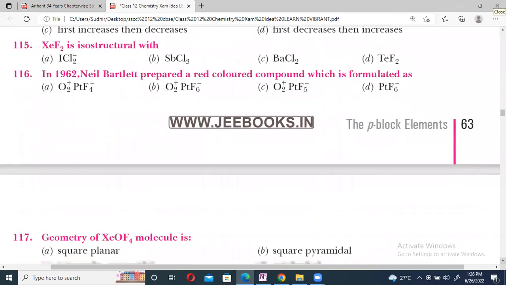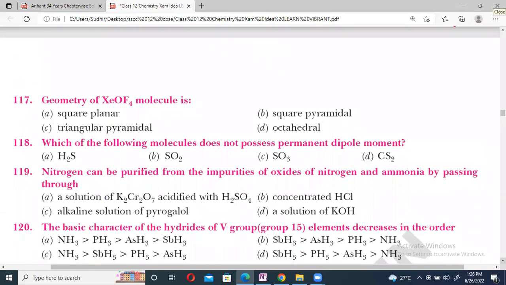116, no need. But 118. Which of the following does not have a permanent dipole moment? Actually, it is coming from the chemical bonding part. But remember CS2 does not have any permanent dipole moment.